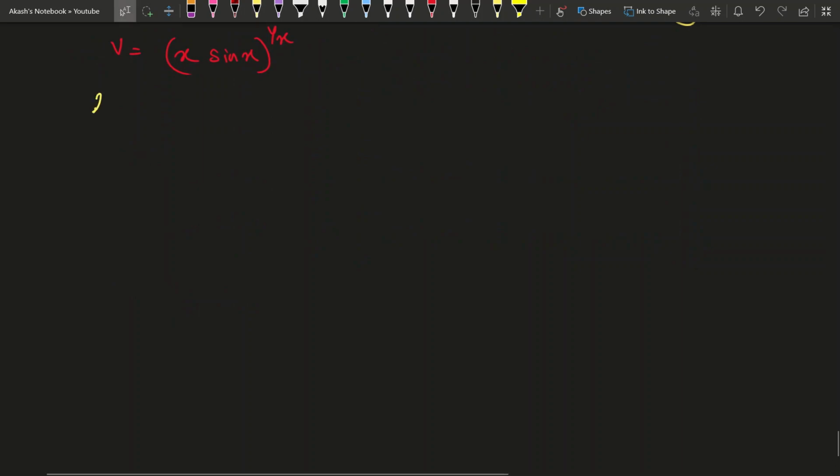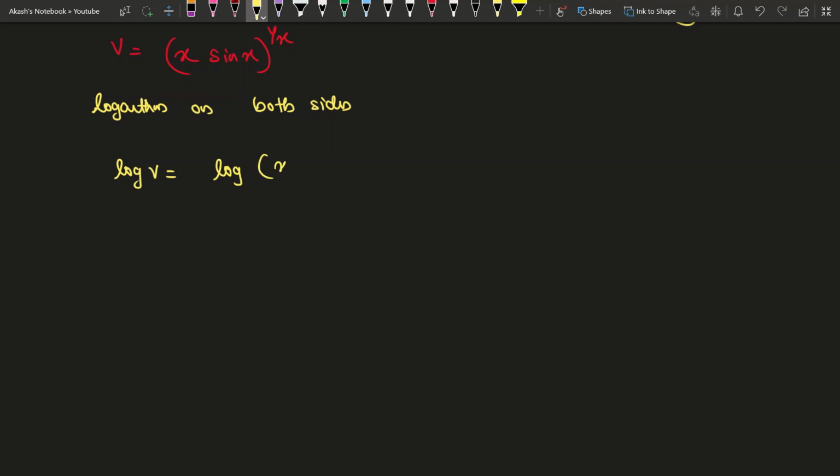So if you are taking logarithm on both sides, what will you get? You will get log v equal to logarithm of (x sin x) whole raised to 1 by x. We know that log a raised to b equals b log a. So this can be written as 1 by x into logarithm of x sin x. So now we can differentiate with respect to x.